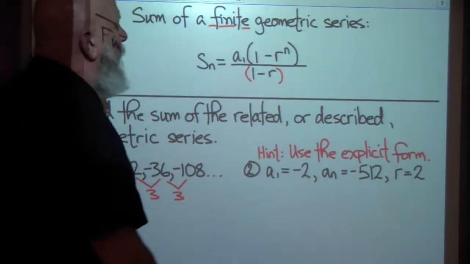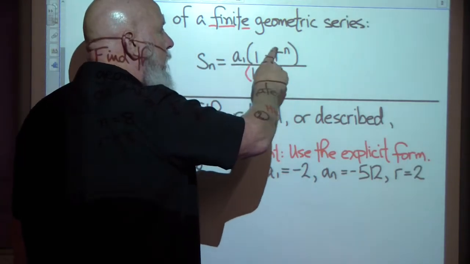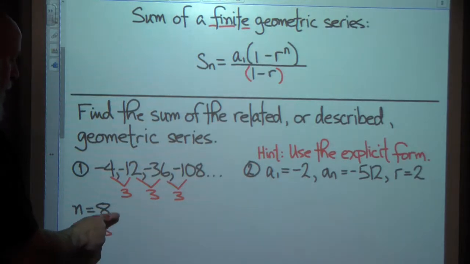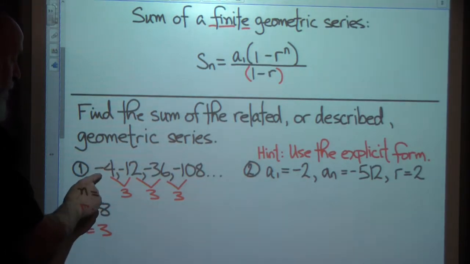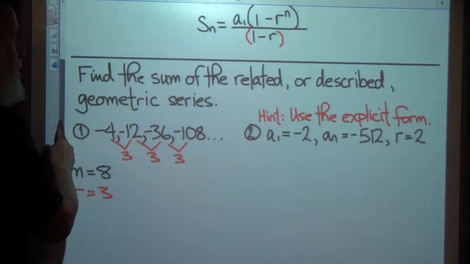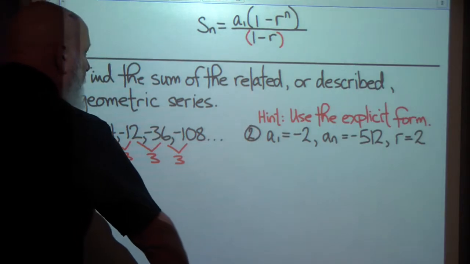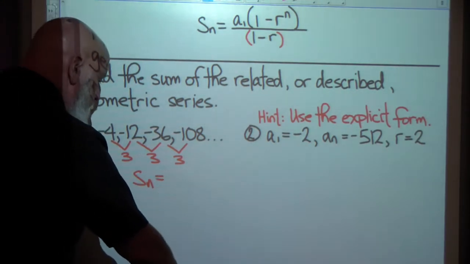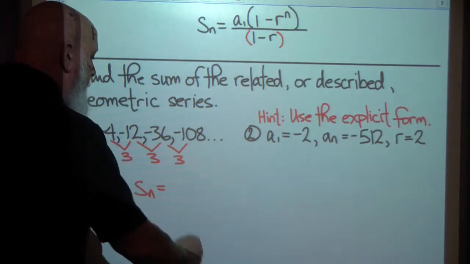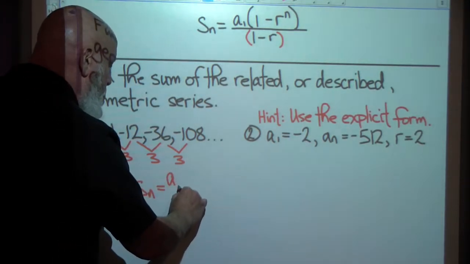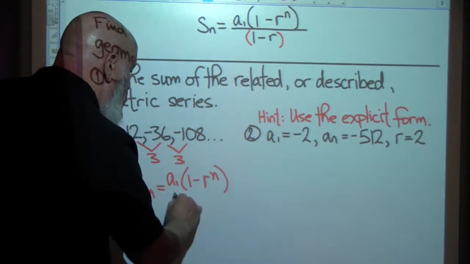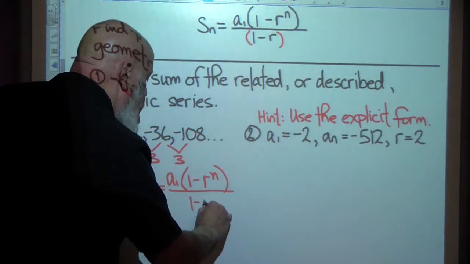Well, what exactly do I need here? I need the first term, the common ratio, and the number of terms. That's all I need. Well, I know the common ratio, I know the number of terms, and I'm looking at the first term. So here are the 3 pieces of information I need to plug into this formula. So let's move this down here real quick. The sum of n terms is equal to a sub 1 times the quantity 1 minus r to the n all over 1 minus r.